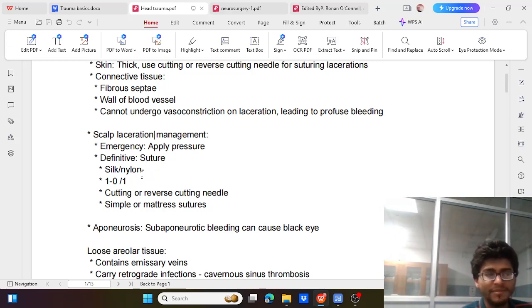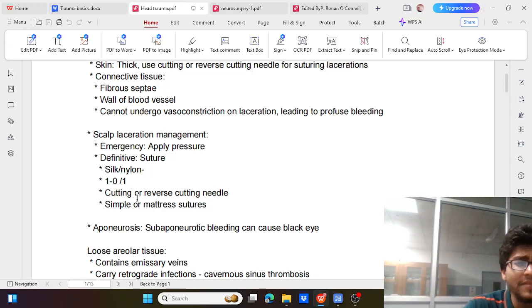which is done with a non-absorbable suture, which could be silk or nylon. We'll see the suture materials in detail, but as of now you can just go through with me: silk and nylon, which are non-absorbable sutures. So always remember that when we are suturing skin, 99% of the time, we are using a non-absorbable suture. So what is the size of the suture? It is 1, 0 or 1. So 1 is a thicker suture and 1-0 is a slightly thinner suture.